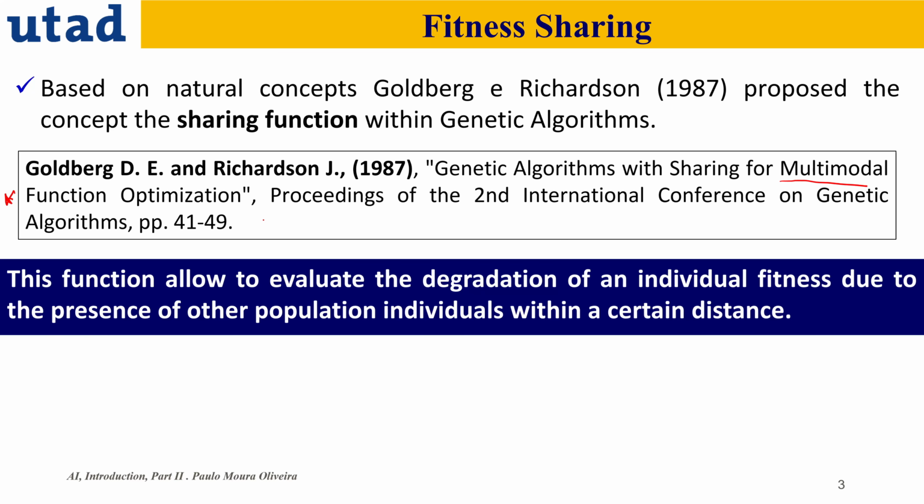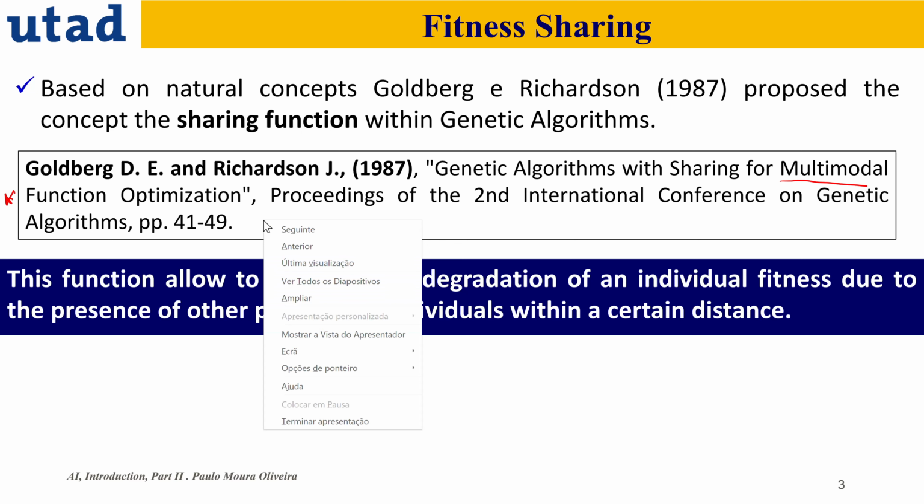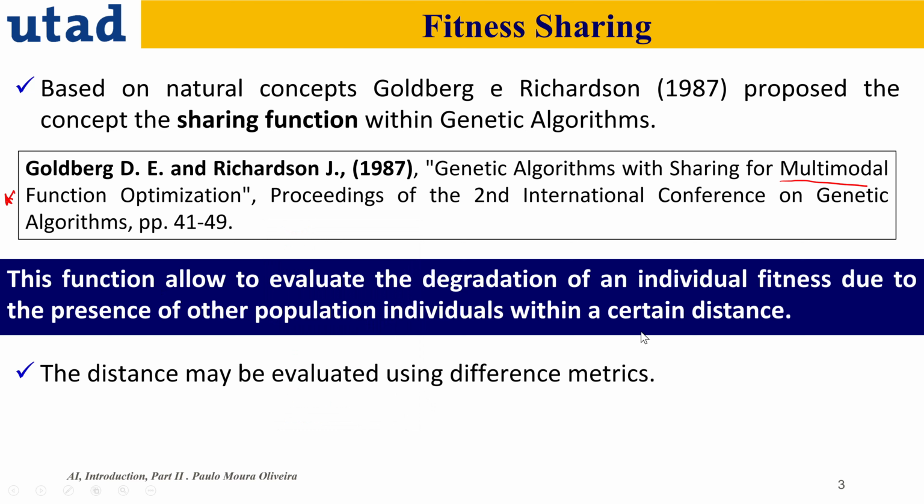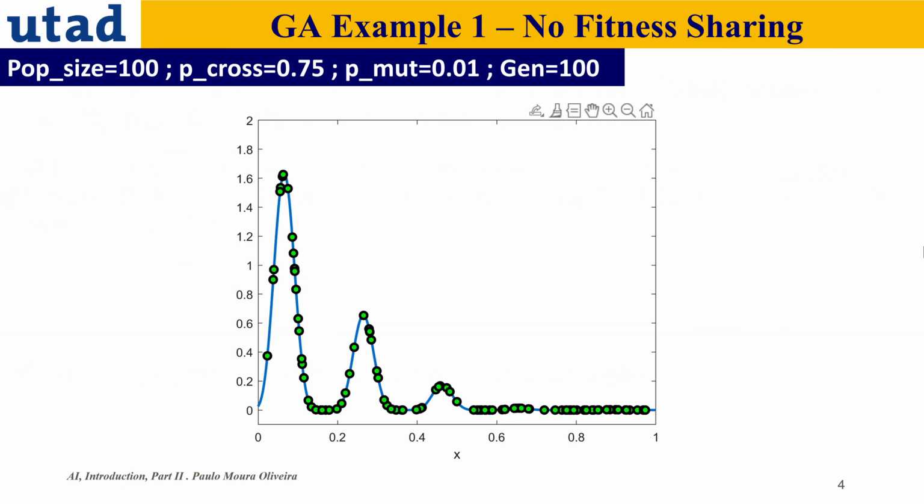So this function allows us to evaluate the degradation of a given individual's fitness due to the presence of other population individuals within a certain distance. I'm going to explain what the meaning of this is. The distance between the individuals may be evaluated using different metrics. I'm going to provide here an example of a simulation where we have just this function, and the objective is to find the maximum.